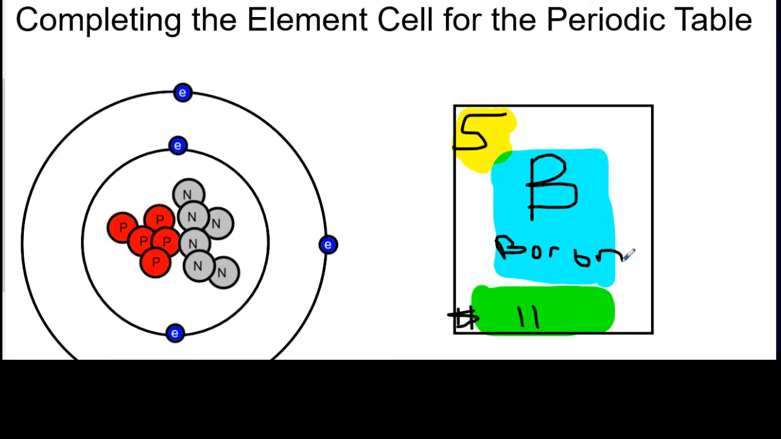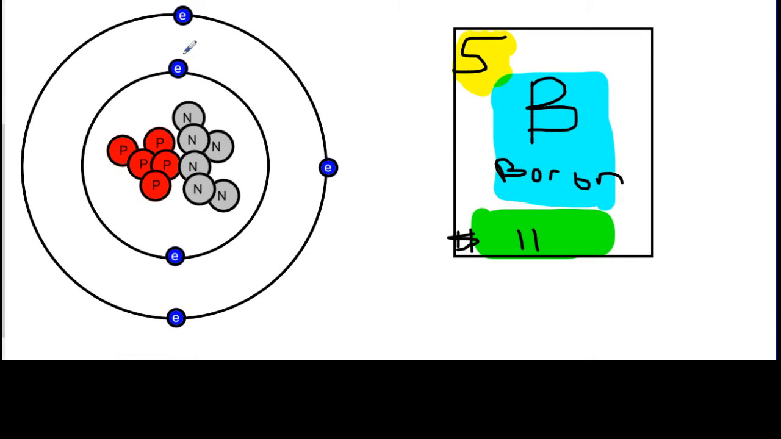Boron. Terrible writing. Alright, if we look, we've got 1, 2, 3, 4, 5 electrons. That means it's neutral, so then we've got the right answer.